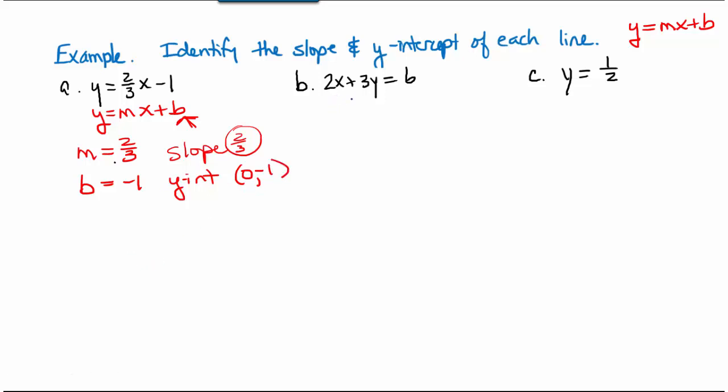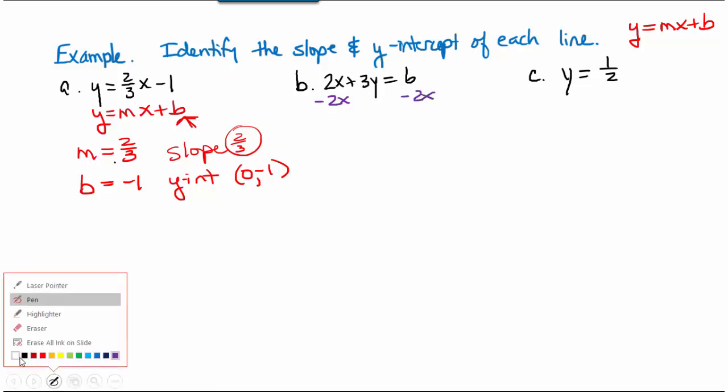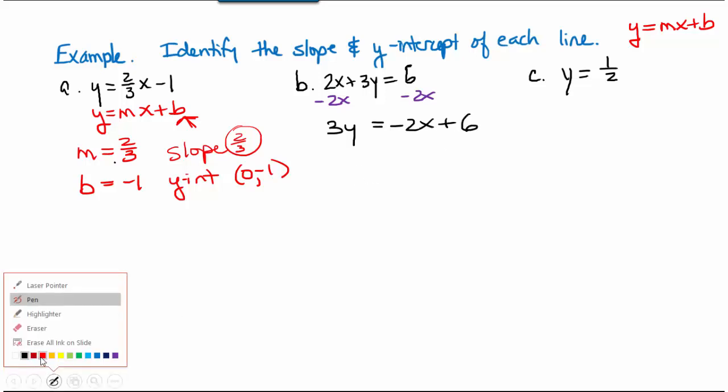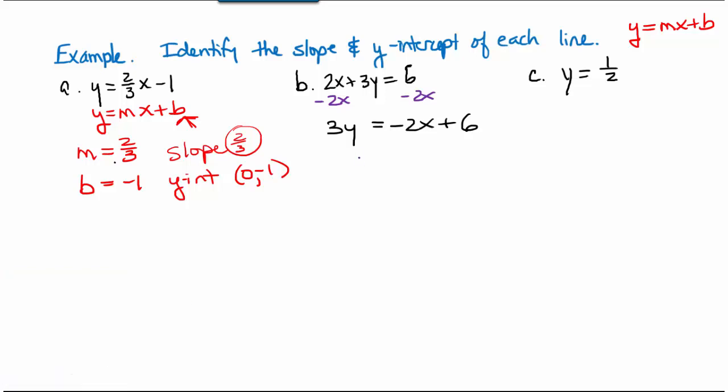So for part B, we don't have it in slope-intercept form yet, so we need to solve for y. So I'm going to subtract 2x. The procedure is always the same. Oh, and by the way, that is a 6. So subtracting 2x from both sides, we get 3y equals -2x plus 6. And to get y completely by itself, we need to divide both sides by 3.